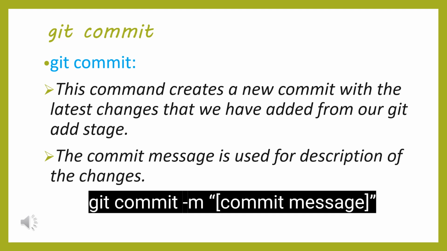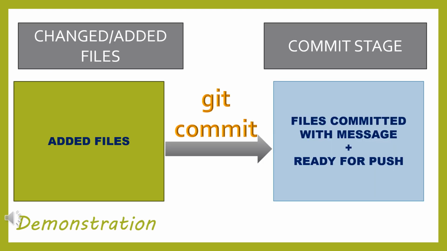Git commit. The git commit will create a new commit with the latest changes that we have added to our git stage. So we use the git add command to push all the files to the stage, and these staged files are going to be created as a new commit, the latest changes that we made. For the commit message, you can give a description here. The command is git commit -m commit message. This commit message will show what task you have worked on.